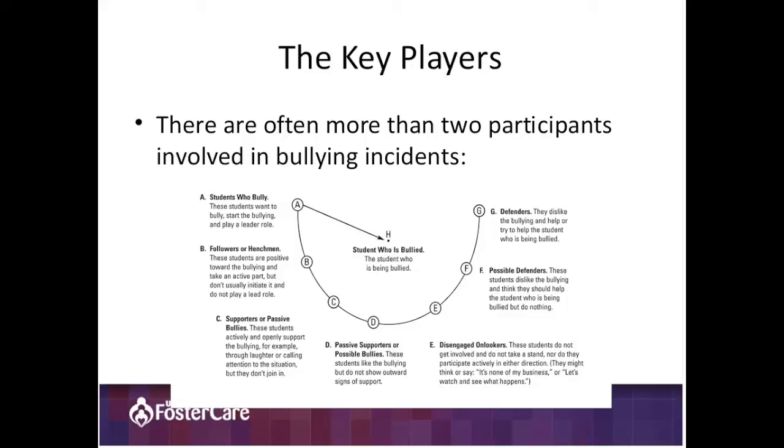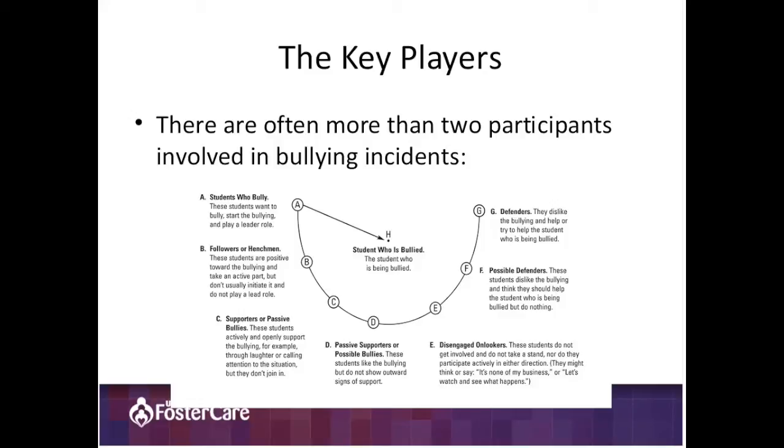I think it's important to make a distinction with this group as well: the fact that they're participating by standing there and watching it happen means they're a passive supporter. They're not actively supporting, like the C group, but they're there and they're giving an audience to the act that's going on. In that way, they're a passive supporter, and they could be a possible bully.